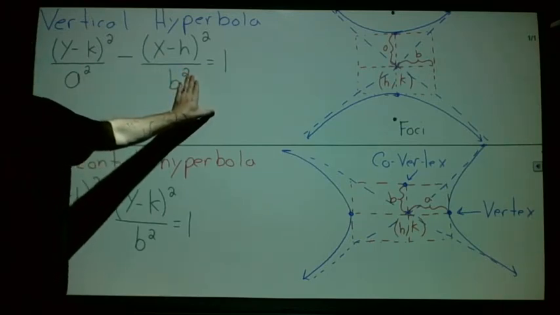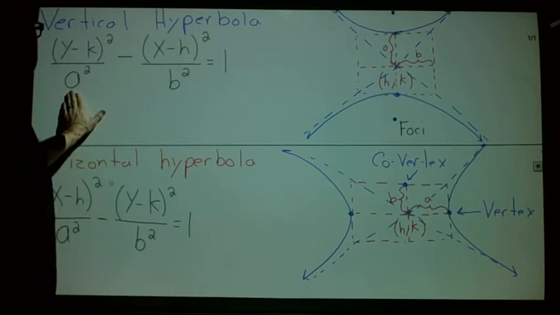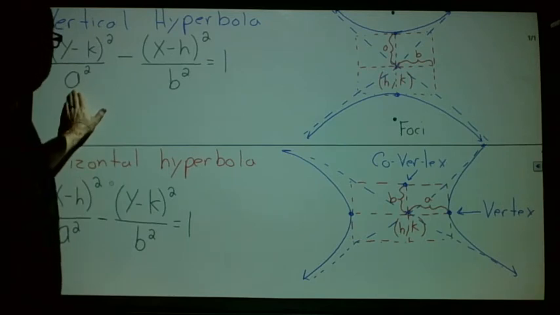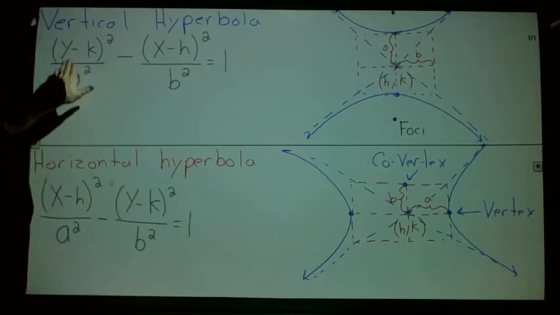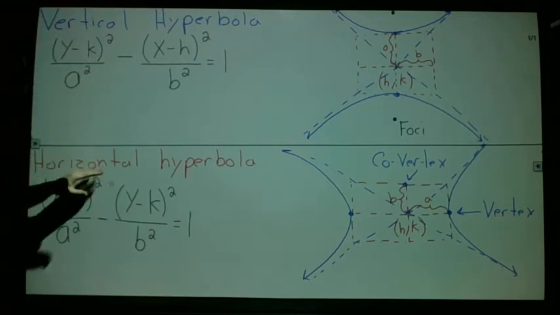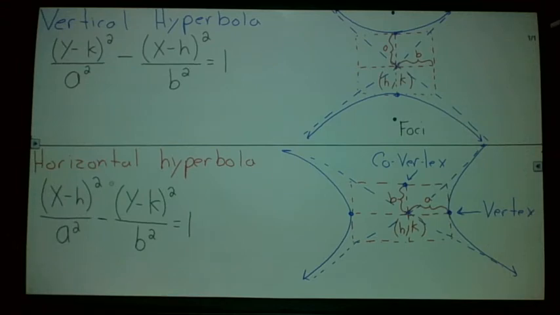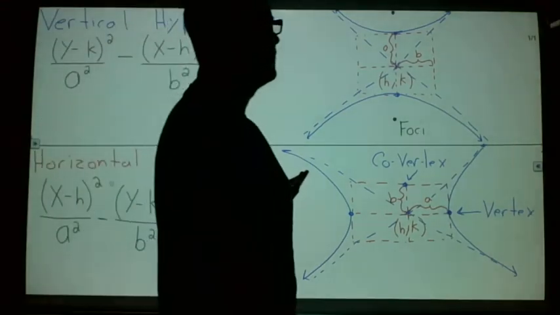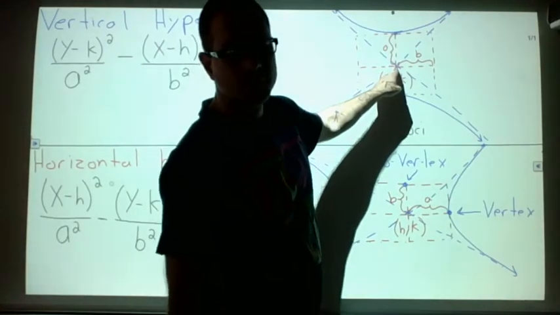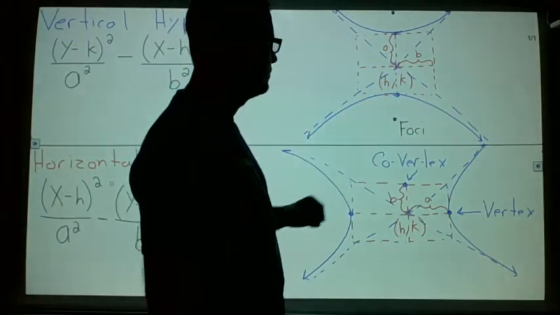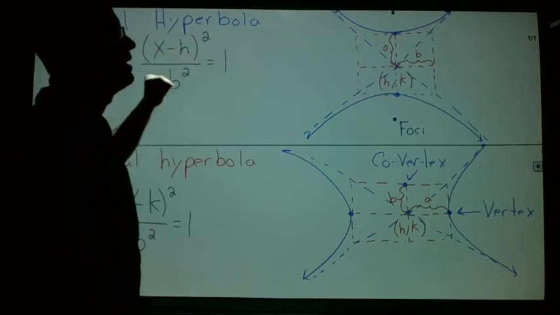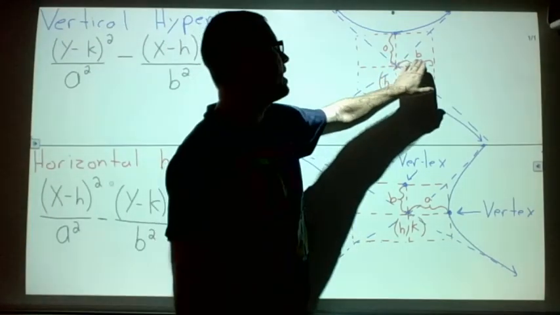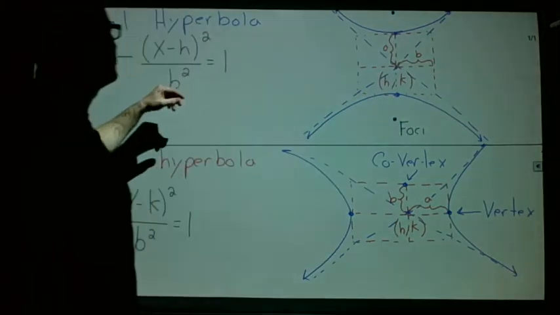Just like an ellipse, the denominator is the radius squared in the direction of the variable that it is under. So in the vertical, a goes with y, in the horizontal, a goes with x. But you'll notice, if I'm graphing these, the center is still (h, k). So again, (h, k), h for x, k for y. And then I have these radius values, a and b.